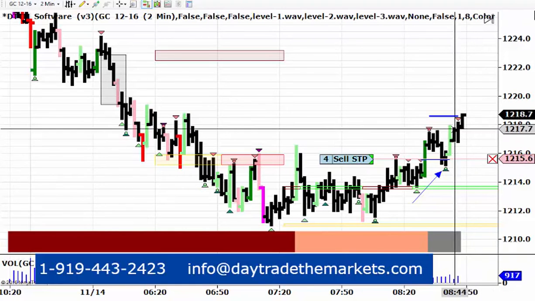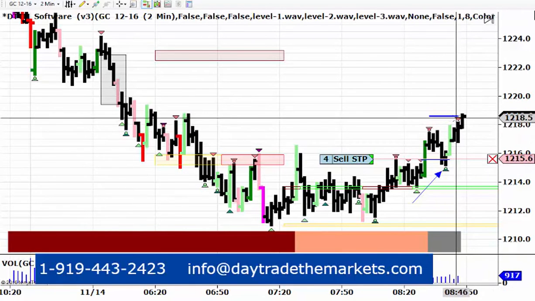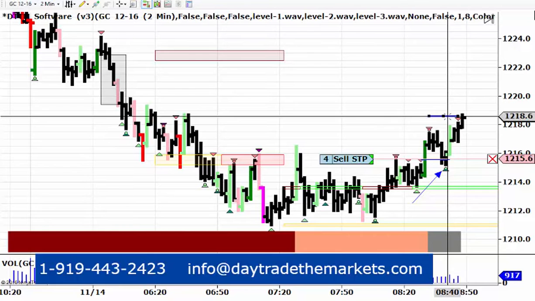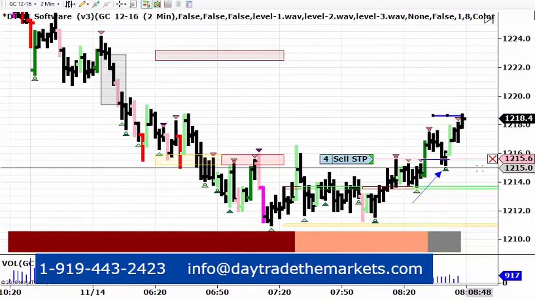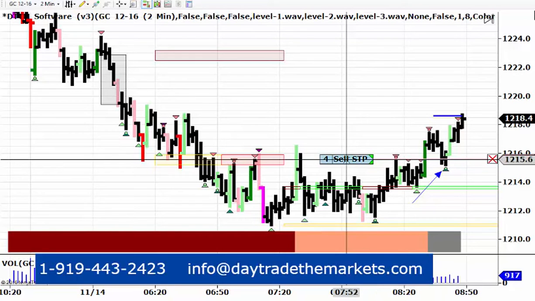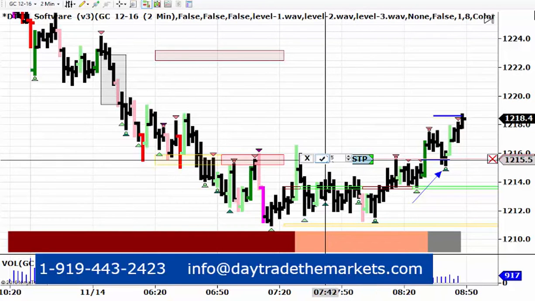Okay, just resuming the recording again here a minute or so later. We just got filled right here at 1218.60. We're long from 1215.60, so that's a nice $3 profit on the first half of this position.